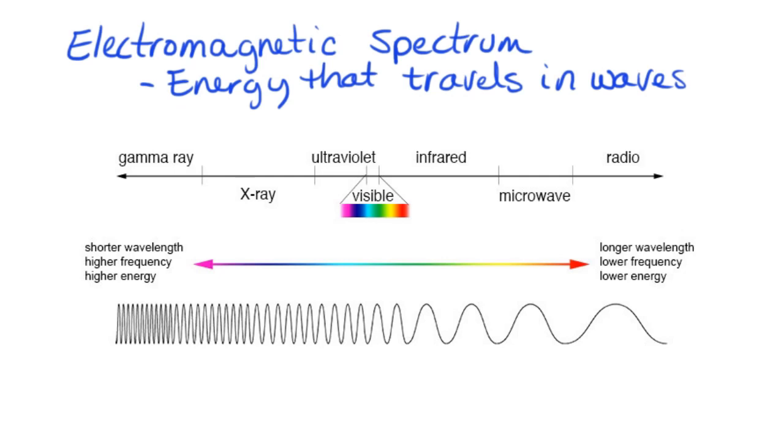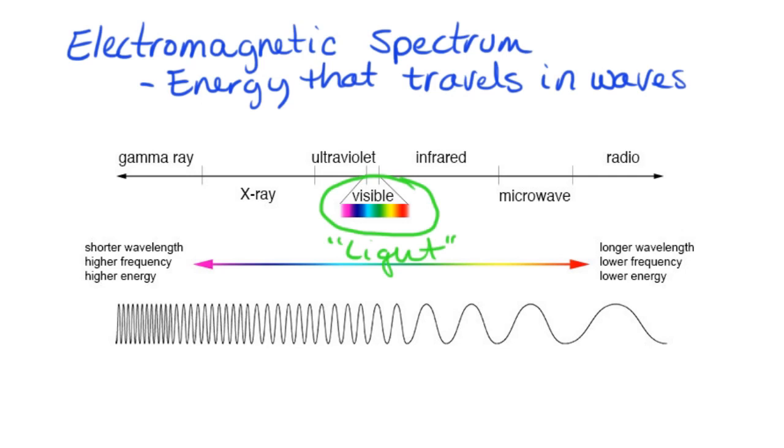But the part that's going to be the most interesting to us for biology is going to be this section in the middle, which is called the visible spectrum. When we talk about the visible spectrum, that is what we typically think of as light. And light itself is made up of a lot of different colors.